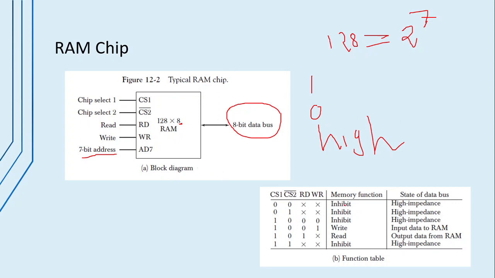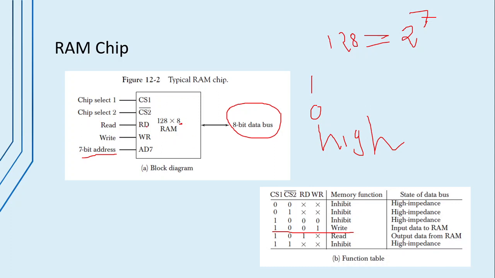Then again this is the high impedance state, because both read and write are 0, meaning there is no need to perform anything. Now the chip is selected using 1 and 0, and if read is 0 and write is 1, in this case a write operation is performed, with input data to the RAM. So in a write operation, data comes in as input and the write operation will be performed.